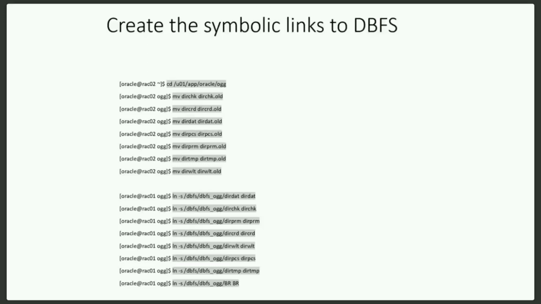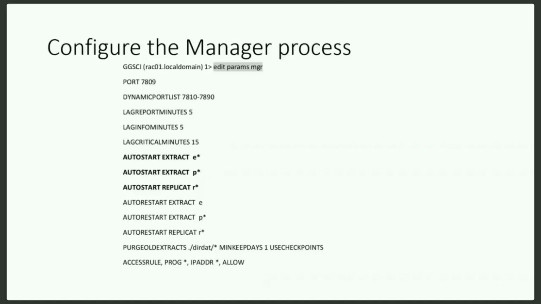After that, we have to go to our GoldenGate software home and create symbolic links from the original GoldenGate directories like dirchk, dircrd, dirdat. dirdat is where my trail files are. So I rename the original directories to something else, and then I create symbolic links from the GoldenGate local directory to the dbfs shared file system. I need to do that on both my GoldenGate software homes, which in this case are rac01 and rac02.